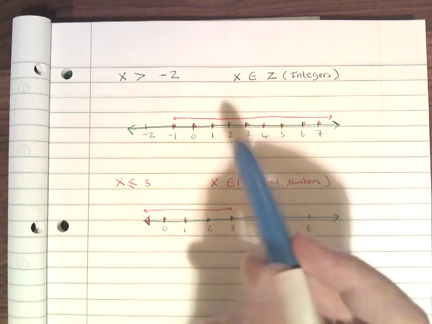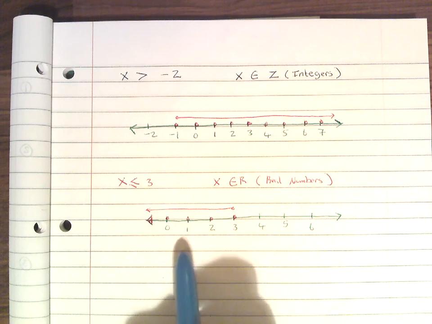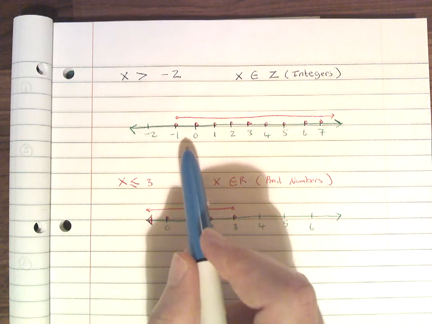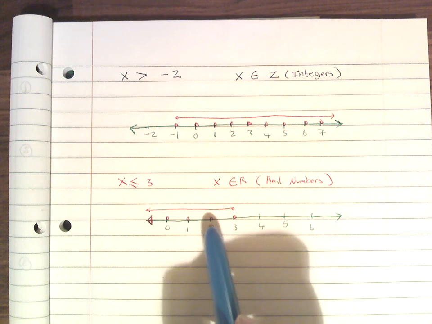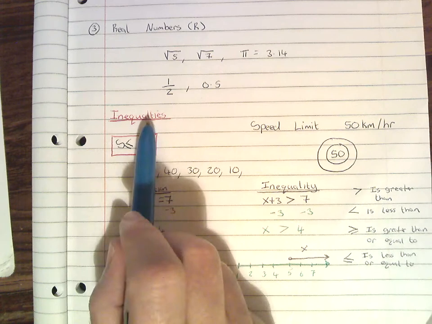These are just two of the ways that we can actually represent inequalities on a number line. Okay, so just to recap, we've talked about inequalities.